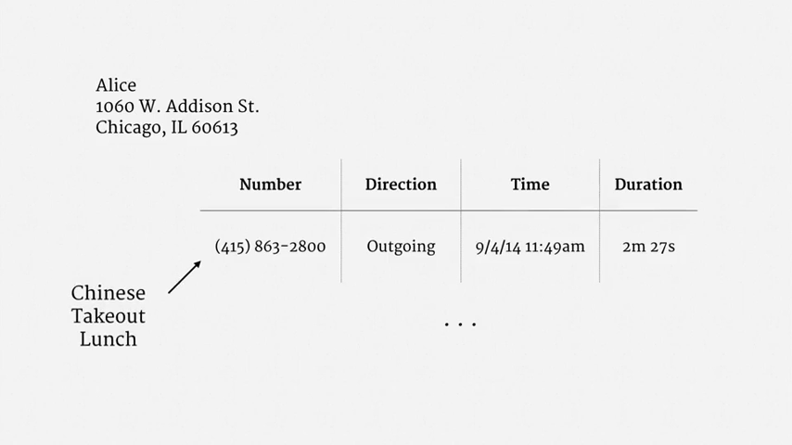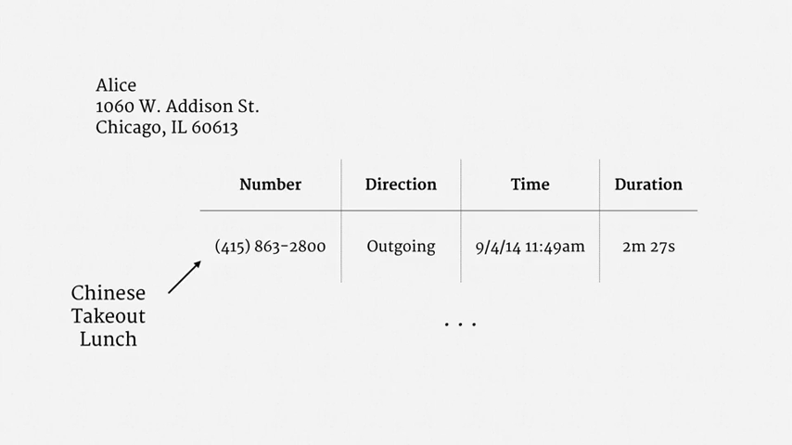It would include your name and address, for example, as well as a list of numbers you connected to, whether the call was incoming or outgoing, the time the call started, and how long the call lasted. Here's a tiny example from my own call records. And in case you're curious, it's Chinese takeout lunch. We're going to revisit the sensitivity of call records in the context of National Security Agency surveillance. Alright, so that's the sort of information we're talking about.